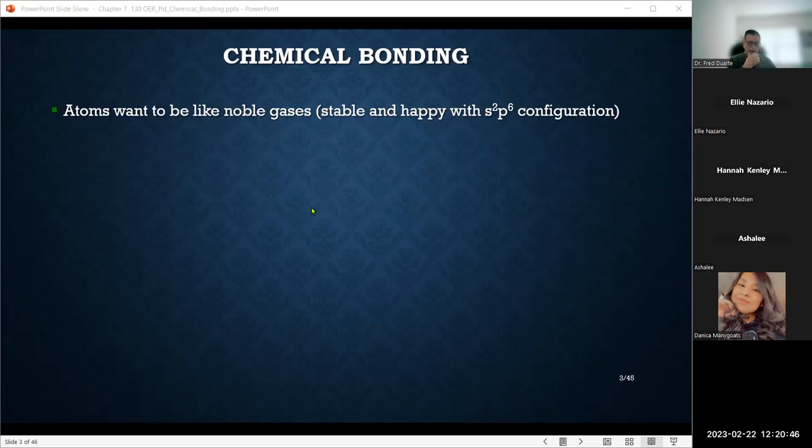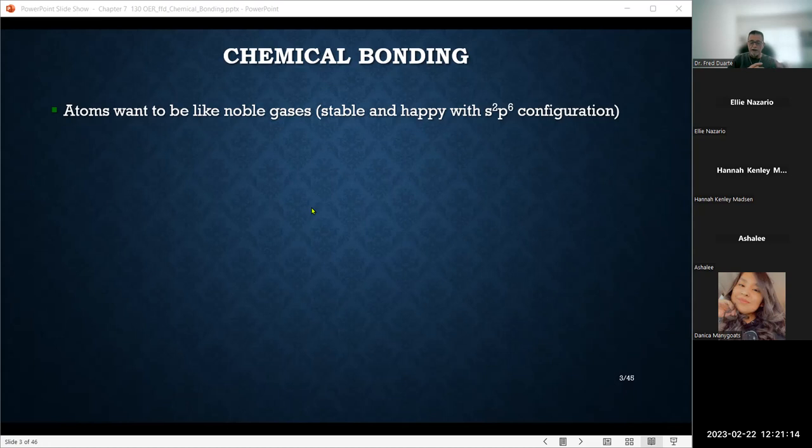As we talked about in the last chapter, the electron configurations that we worked with, the driving force of the atoms in any type of bonding is to obtain that noble gas configuration, where we have 8 valence electrons on the outermost shell, the outermost energy level of that atom. Okay, that's the driving force.